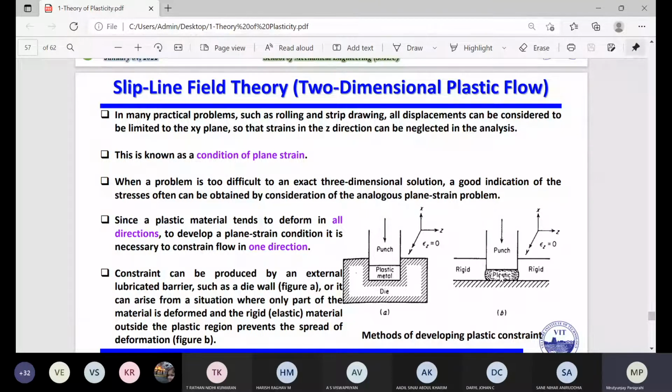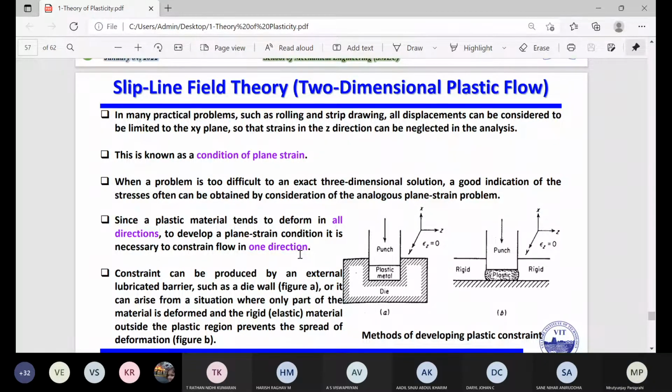Maybe last time Charles was asking a question about whether we are repeatedly doing work, right? This depends upon the die, whether the die is fixed everywhere, or maybe there is some gap here, or maybe in another option you have. But at least we have to make one parameter zero. Since a plastic material tends to deform in all directions, to develop a plane strain condition it is necessary to constrain the flow in one direction. Okay, is it clear now?